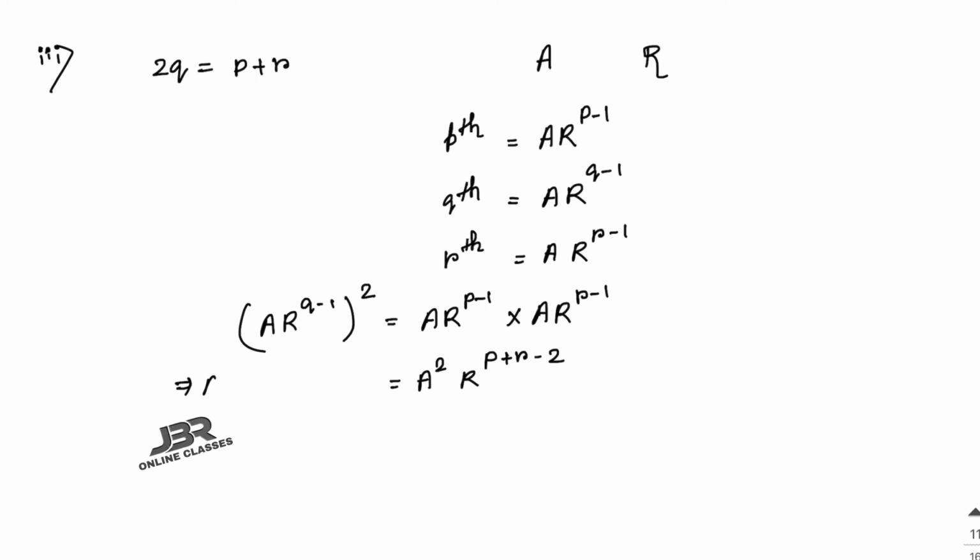And the left side is also A square, then r to the power 2q minus 2. So as p plus r equals 2q, just replace it. So A square r to the power 2q minus 2. So both sides are equal, that means these three numbers are in GP, and it's proved.